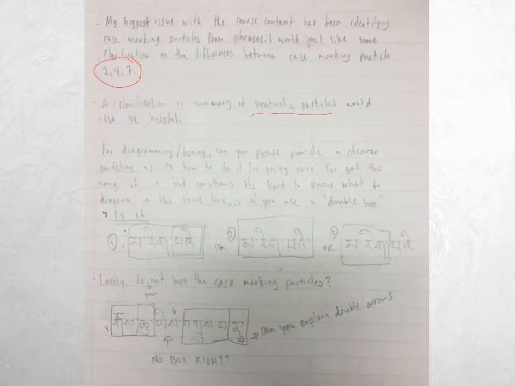So syntactic particles, those again you can review Appendix 7, which starts on page 661. And then some more information about boxing. Boxing, basically the point of it is simply to help you understand what a word is.